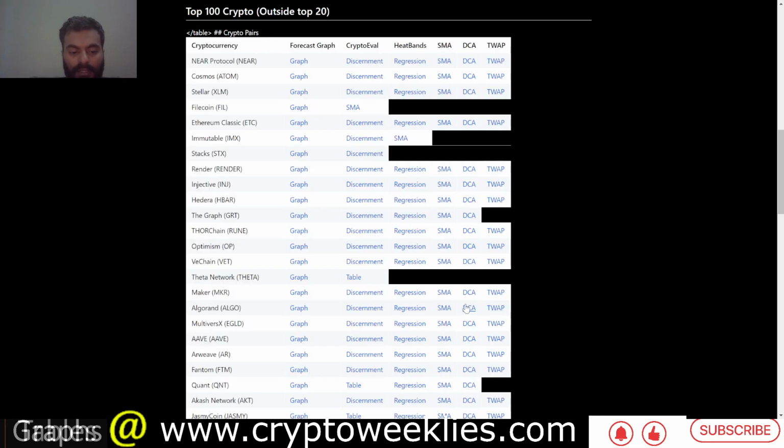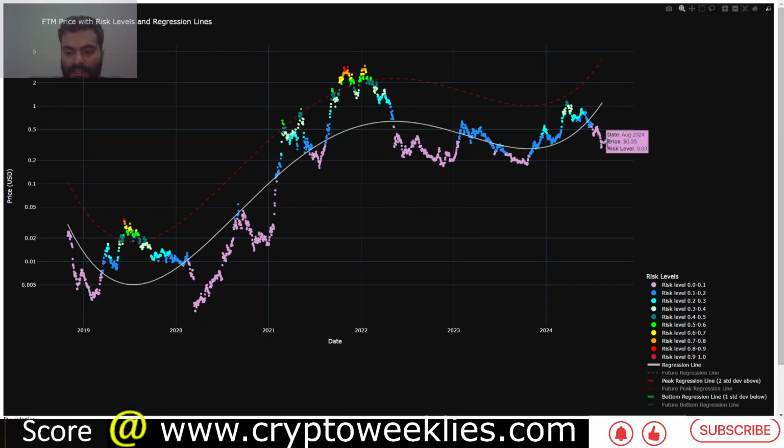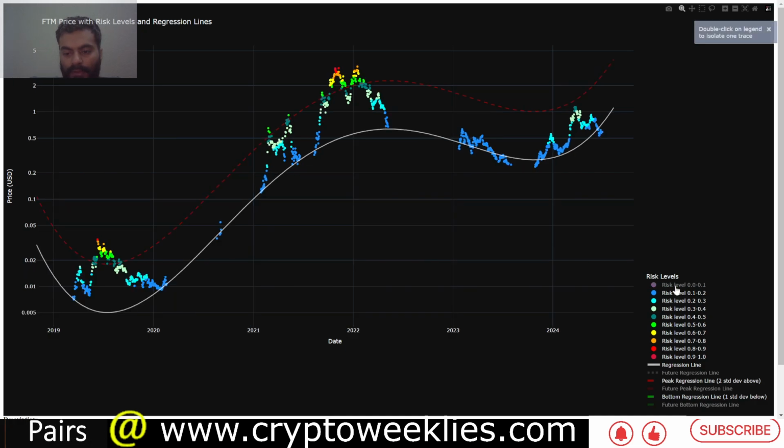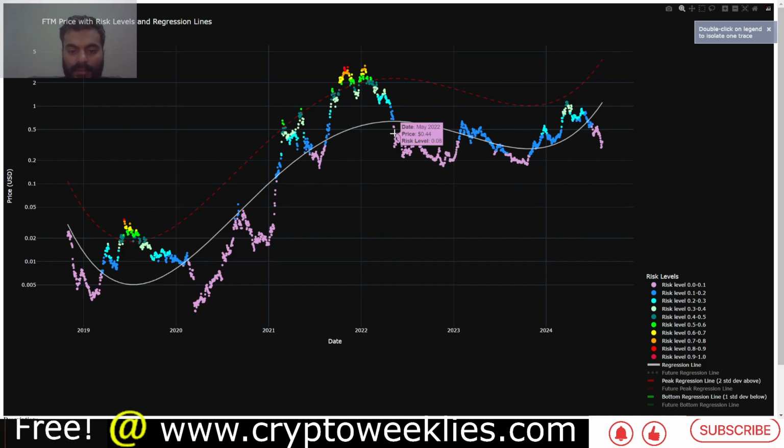In terms of accumulating Fantom over a longer time period, the dollar cost average model says that right now the risk associated with accumulating Fantom is between 0 and 0.1 over here, and this is calculated based on the proportional difference between the price and the fair value of Fantom. Per this model, right now in August the fair value of Fantom is at around $1.12. That means it's undervalued by about 75% at this point in time per this analysis, and the peak regression valuation at this point in time is at around $4.